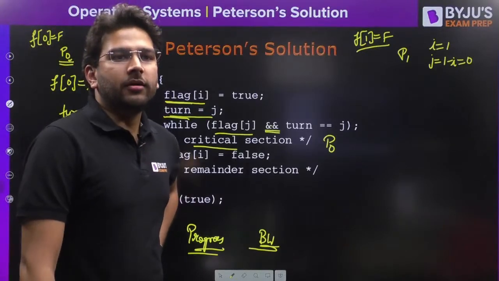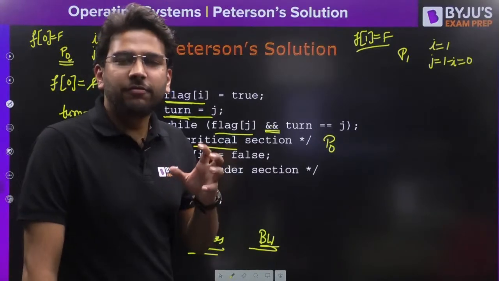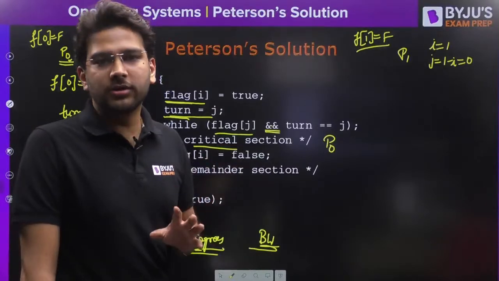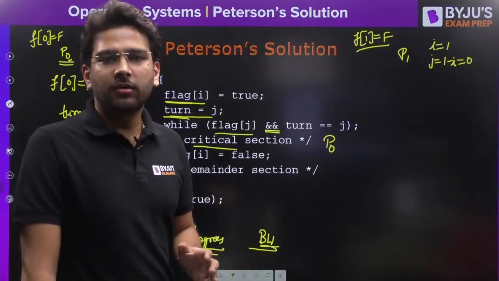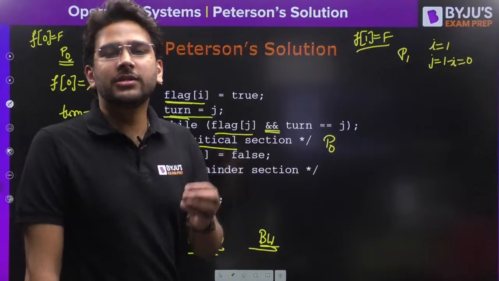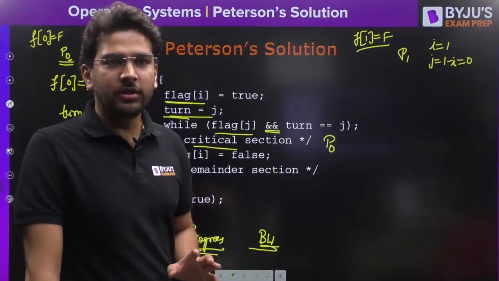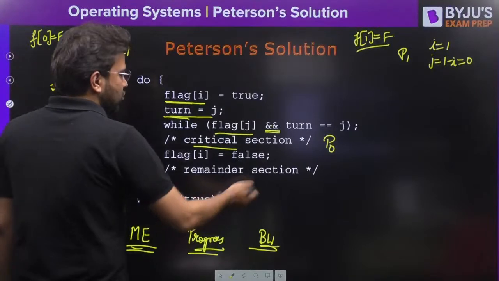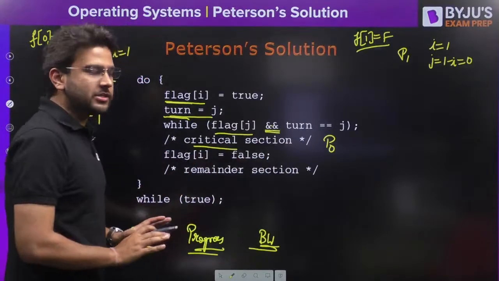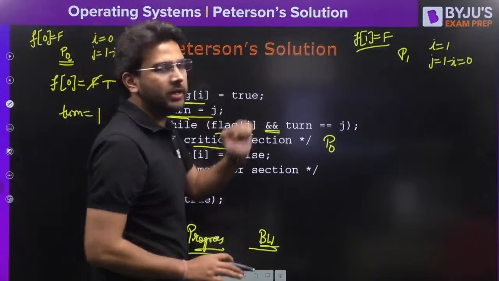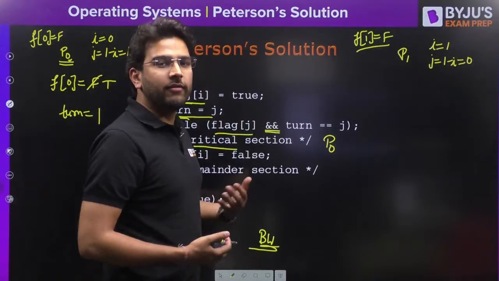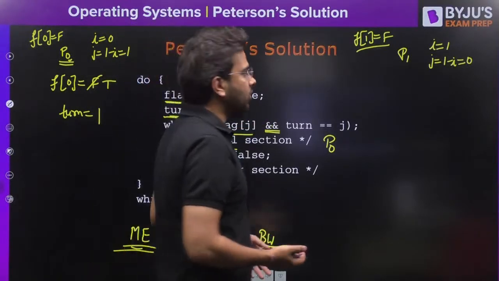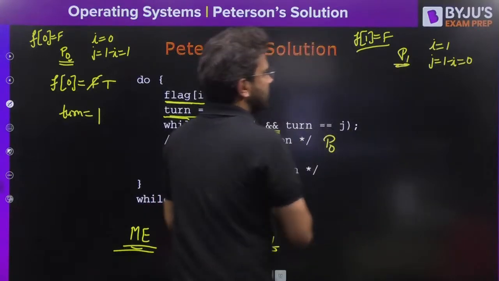Utkarsh, initially we are considering that flag is false for both the processes, flag of 0, flag of 1. That means none of the processes is interested initially. Okay, yes. Now P0 is present in the critical section. Let's try to execute the P1 process and check whether mutual exclusion is satisfied here or not. Let's execute the P1 process now.